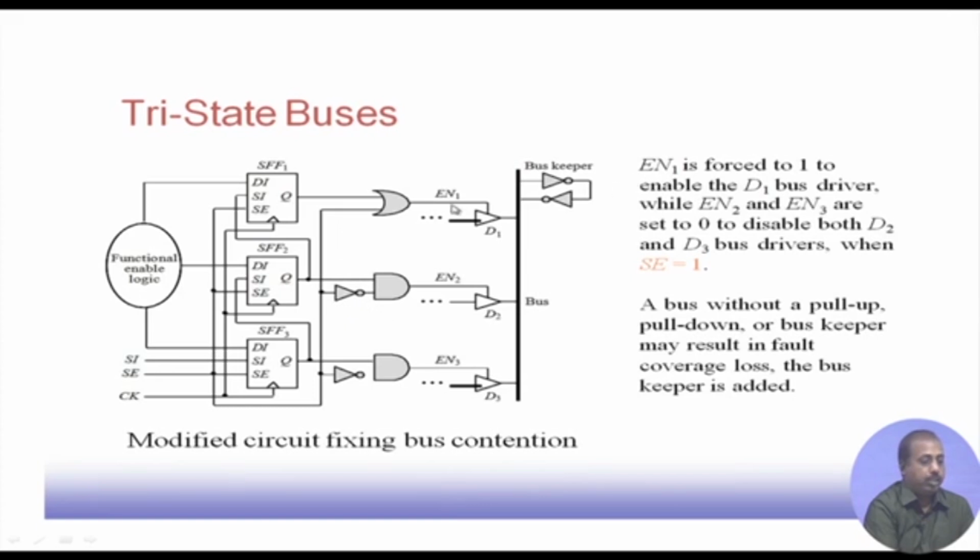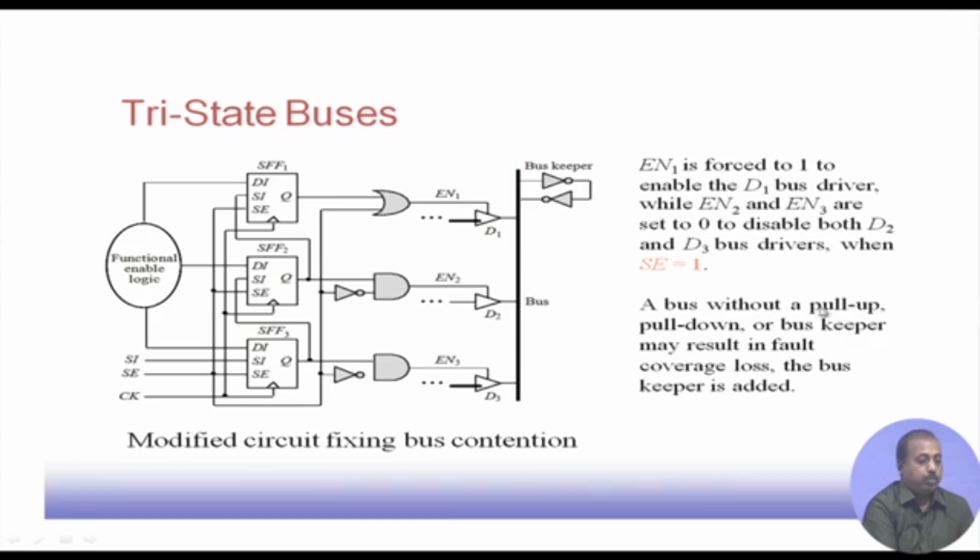So, EN1 is forced to 1 to enable the D1 bus driver, while EN2 and EN3 are set to 0 to disable D2 and D3. So, these two are disabled and this one is enabled. It ensures that during the shifting operation only this EN1 line will be high, so only this value will be available on the bus.